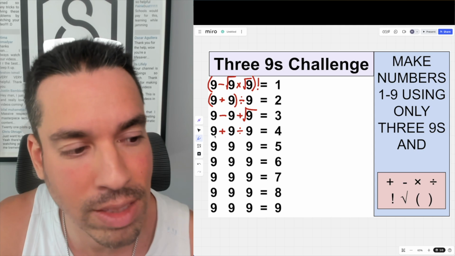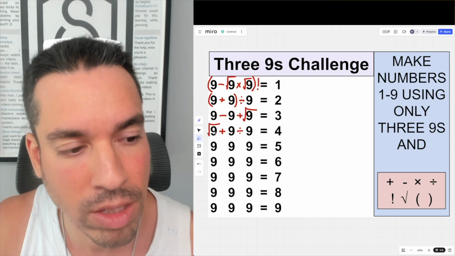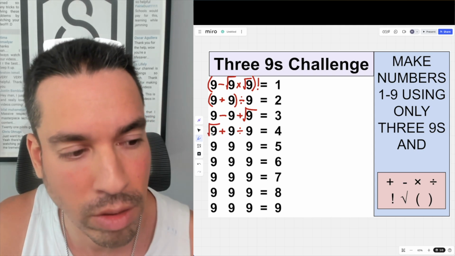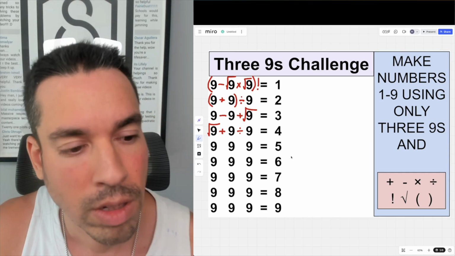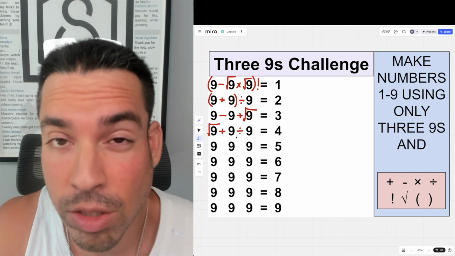And what am I adding to this? I don't want to add 9 to this. Instead, I'm going to add the square root of 9. So square root of 9 is 3. 9 divided by 9 is 1. 3 plus 1 is 4. Boom, done. Now we want to get to 5. What I'm going to do here is a little interesting. I'm sure there's other ways to do it, but check this out.